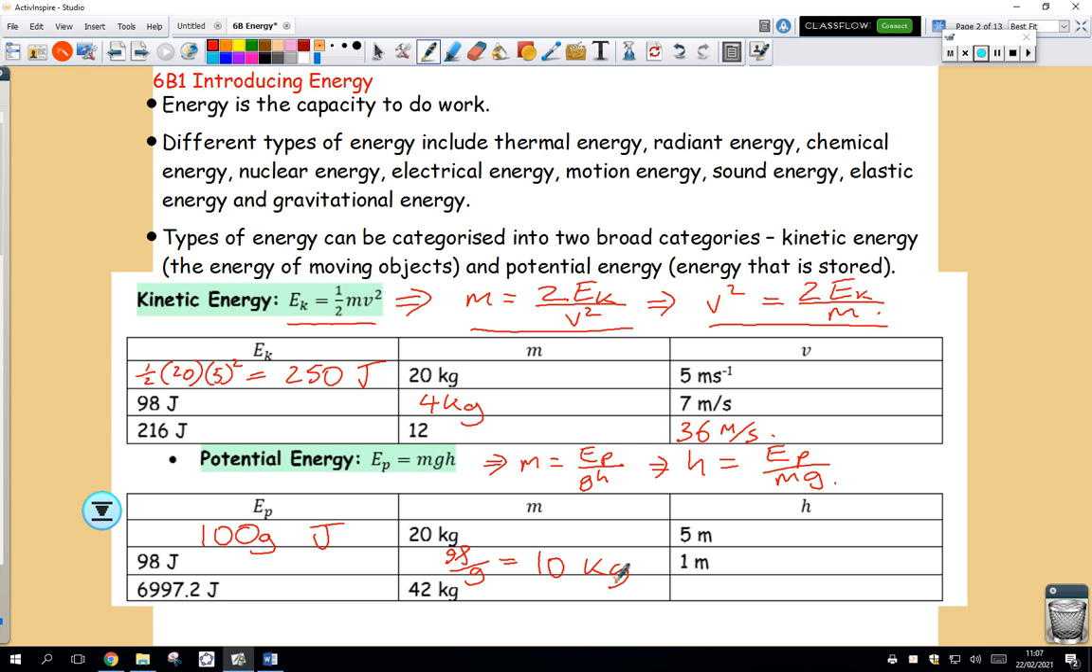And to find the height, it's just the potential energy. In this case, that's 6,997.2 joules divided by m times g. Well, that's 42g. Okay, so 42 times 9.8. If you're dealing with higher level, ordinary level, we take G to be about 10. So I'm going to grab a calculator here and divide 6,997.2 by 42g. Taking G to be 9.8, I'm getting 17. And my units in here are meters.